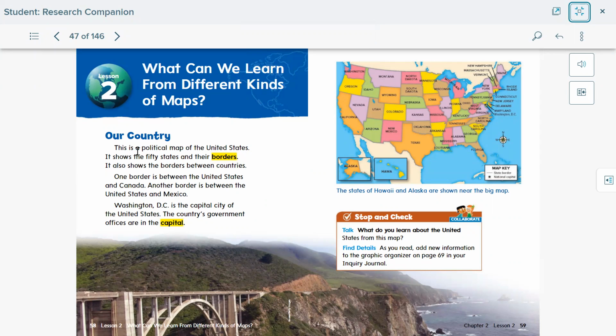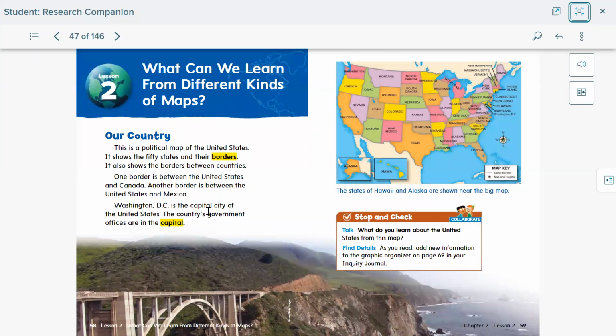Our country. This is a political map of the United States. It shows the 50 states and their borders. It also shows the borders between countries. So that's the first one, the political map. It shows the borders between the states and borders between different countries, oceans or continents next to us. One border is between the United States and Canada, that's up there. Another border is between the United States and Mexico.